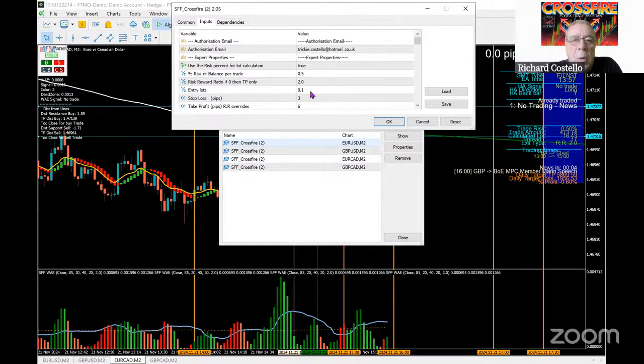The entry loss is 1, that doesn't change, but I want it to use a stop loss of 3 pips. Therefore, at the risk to reward of 1 to 2, it will automatically put my take profit at 6 pips. So even if I got this number wrong, the risk to reward overrides. It will always take the 3 pip stop loss and double that because I'm looking for 1 to 2 risk to reward. So I can make a mistake on that number and it will still go to twice the risk.